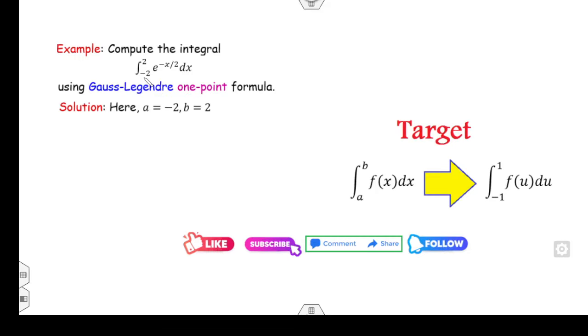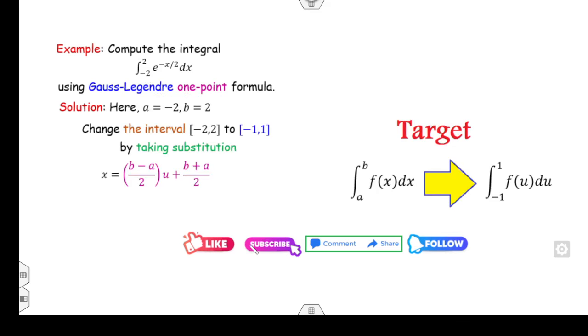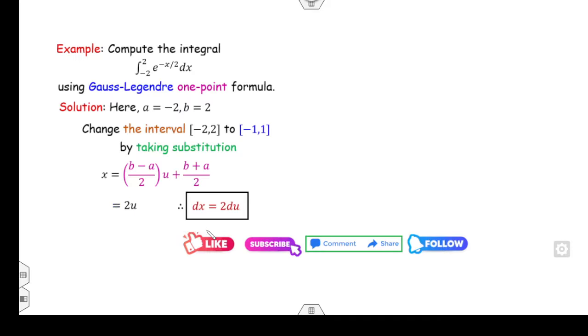Now your a will be minus 2, b will be plus 2. Your target is to change the limits to minus 1 to plus 1. What is (b minus a) over 2? It's 2 plus 2, 4, over 2, and b plus a is 0. Therefore, dx will be twice of du. I can substitute the values. Your given integration becomes the integral from minus 1 to plus 1 of e raised to power minus of u, and dx will be twice of du. Fine. Now the limits are minus 1 to plus 1.